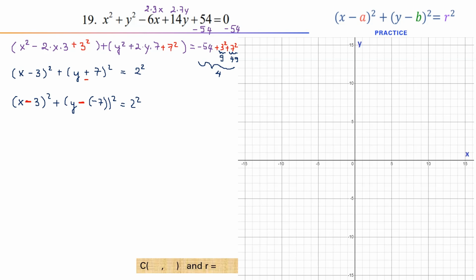So the center will be (3, negative 7) and the radius is 2. So x equals 3, y equals negative 7, right here. Now radius of 2, so 2 units around that center.